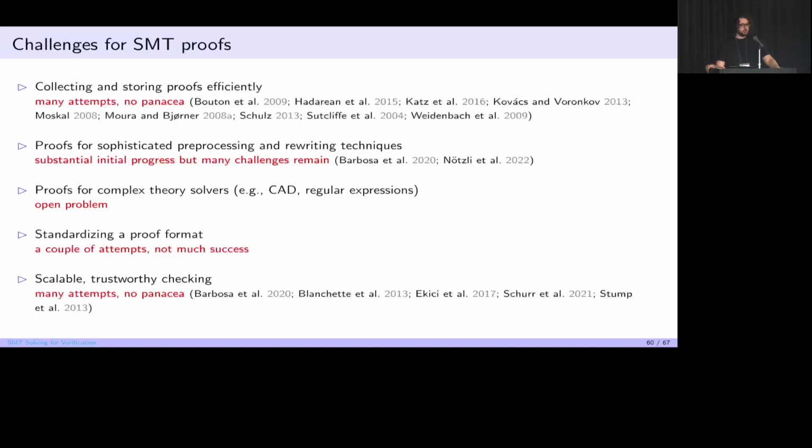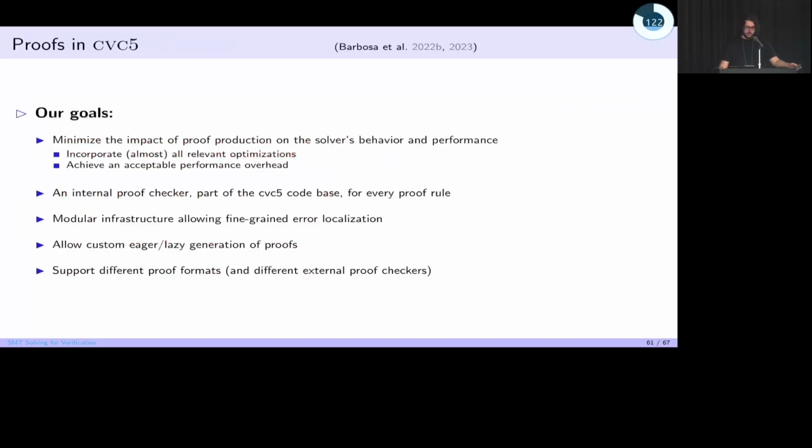There is no consensus on a standard proof format. This is something we're trying to achieve, but it takes a while. And also, how you're going to do scalable, trustworthy proof checking afterwards. But yeah, we have tried to address this to the best of our abilities. We have achieved some success. We continue working on this. But we are doing this with some goals in mind, right?